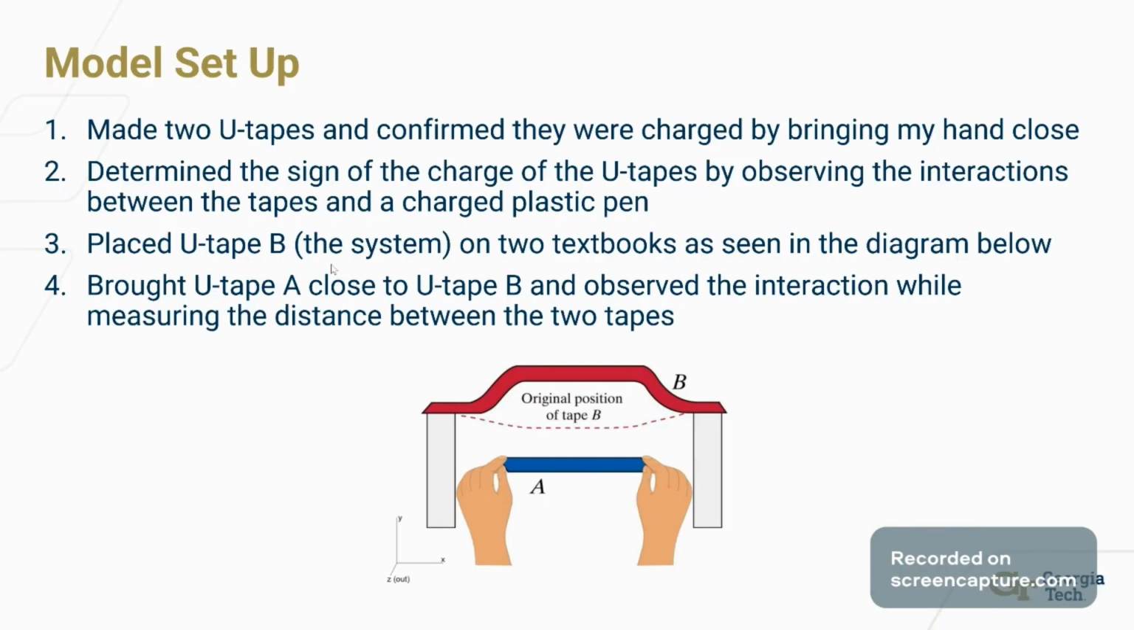So the experiment, just to give you a little refresher. We made two U-tapes and confirmed they were charged by bringing my hand close to them. The tapes are attracted to my hand. Then we determined the sign of the charge of the U-tapes by observing the interactions between the tapes and a charged plastic pen. That's what I discussed in the last slide. Then we placed U-tape B, which is the system, on two textbooks as seen in the diagram below. Then we brought U-tape A close to U-tape B and observed the interaction while measuring the distance between the two tapes, A and B. Tape B started floating. Tape B has the force of gravity, mg, pulling down on it, while the electrostatic force from A pushes up on it. So it will float and the net force will be 0.